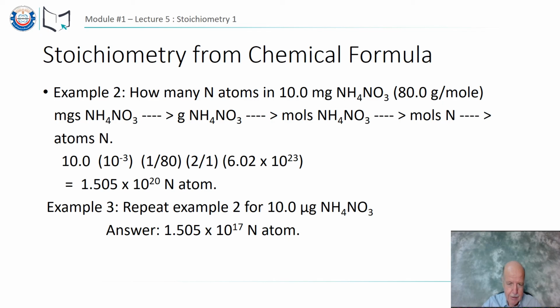Okay? Repeat the example. If they tell you that you don't have 10 milligrams, you have 10 micrograms, then this will not be 10 to the minus 3, it will be 10 to the minus 6. Do this practice question. The concept of the mole, the atoms, and the molar masses, atomic masses, and we can make calculations from formula.